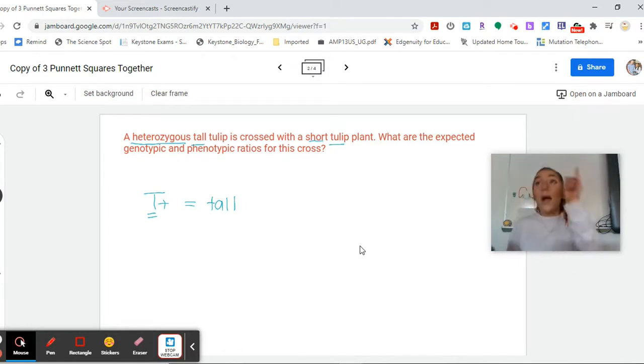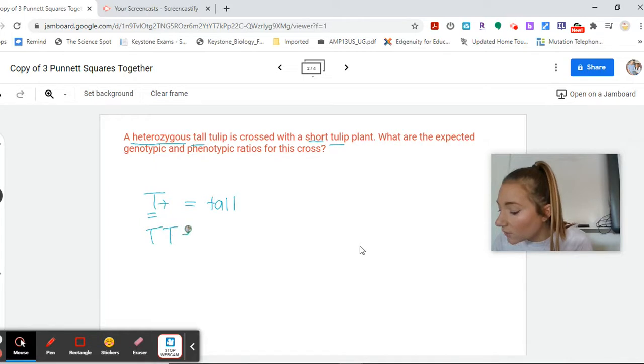If you have one dominant allele, you're going to see the dominant trait. If you have two dominant alleles, obviously you still see the dominant trait, but you're going to need two recessive alleles in order to see a recessive trait. So big T is tall, big T, little t is tall. And the only way to get a short plant would be little t, little t.